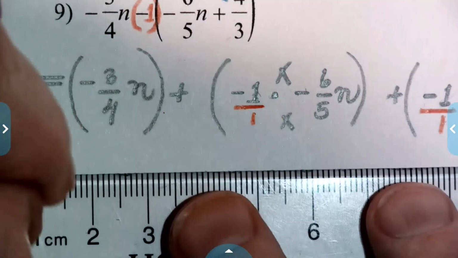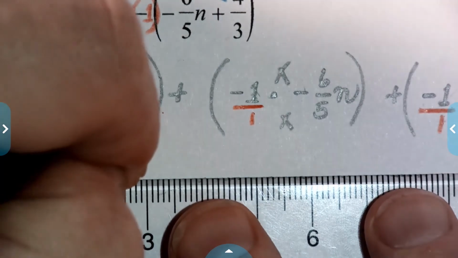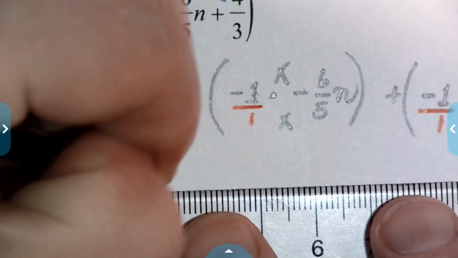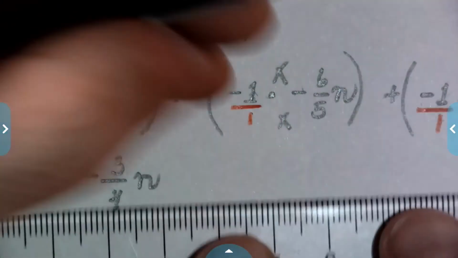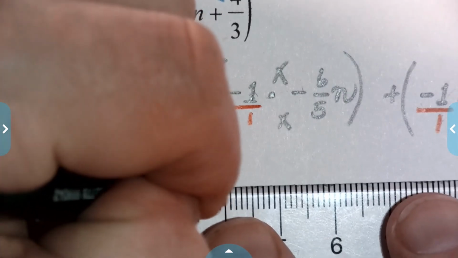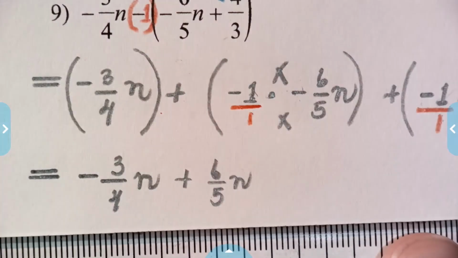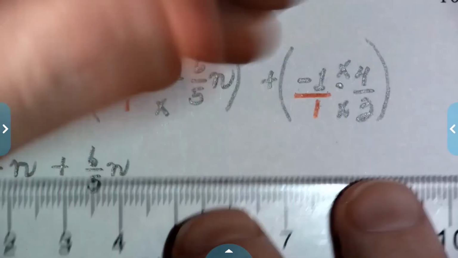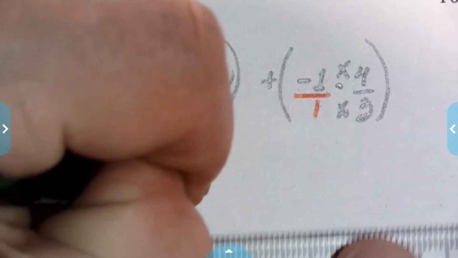So let's go back here, get rid of all these parentheses here. We got -3/4n. And then, like we said, this is going to become positive 6/5 n, so plus 6/5 n. And then we said we were going to turn this 4/3 negative, so minus 4/3.